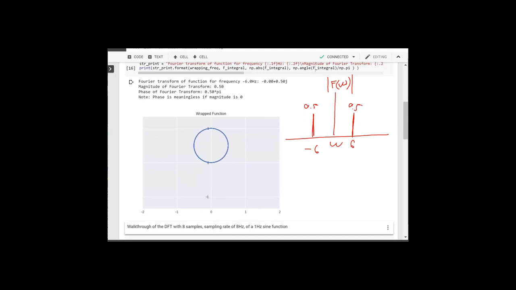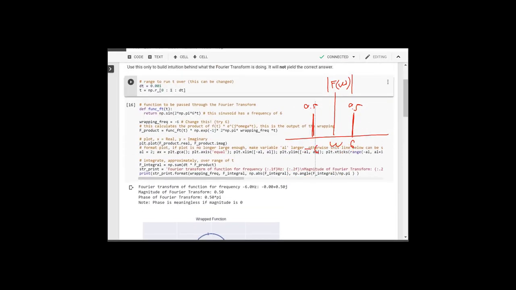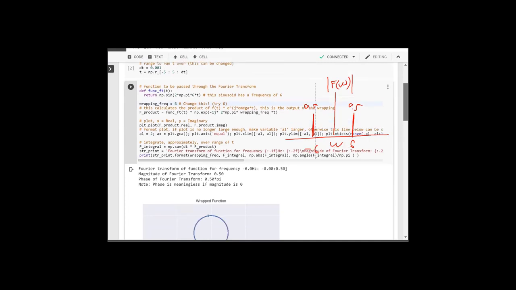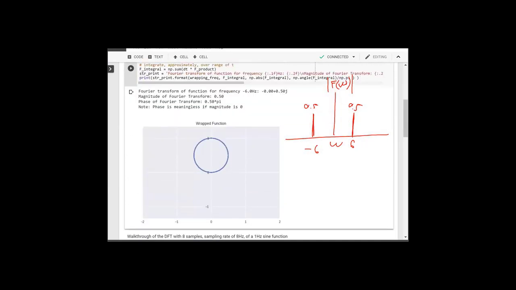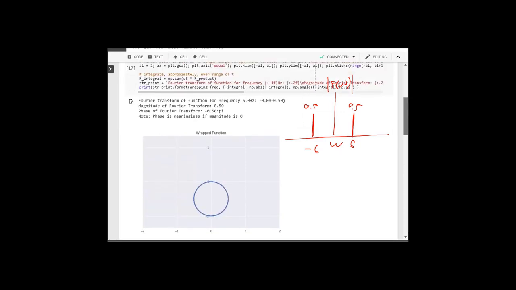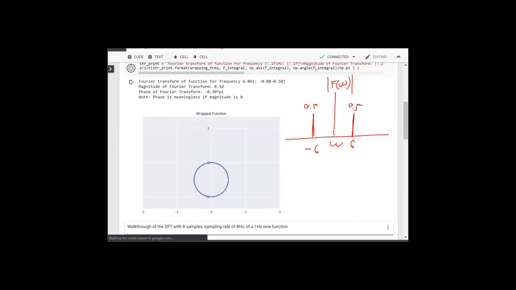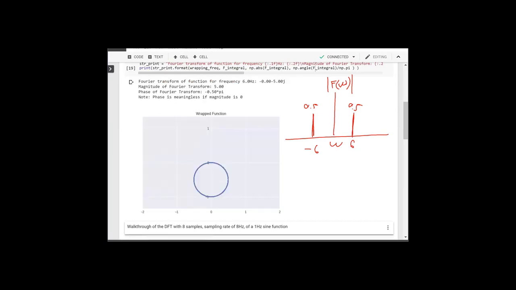What's going to happen if we take this and we go from negative 5 to 5? Let's go back to 6 just to make it less confusing. Now we're going over a larger range. Do you expect the magnitude to get larger? Of course you do. Oops, I didn't update this value. All right. And look, now our value of the magnitude is 5.